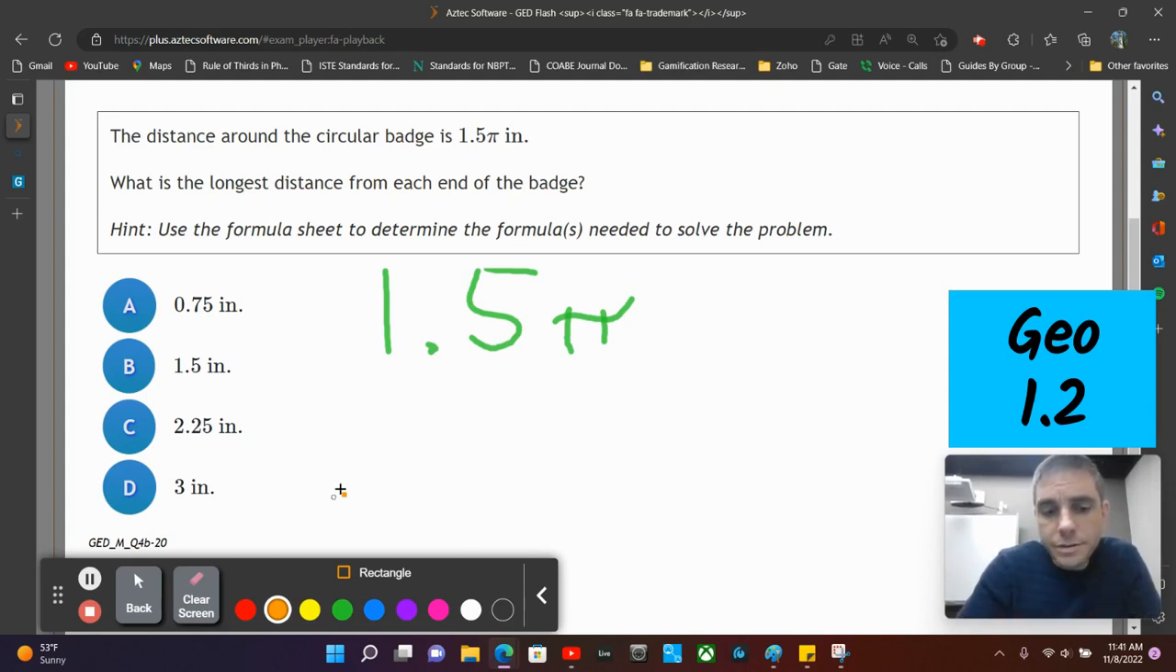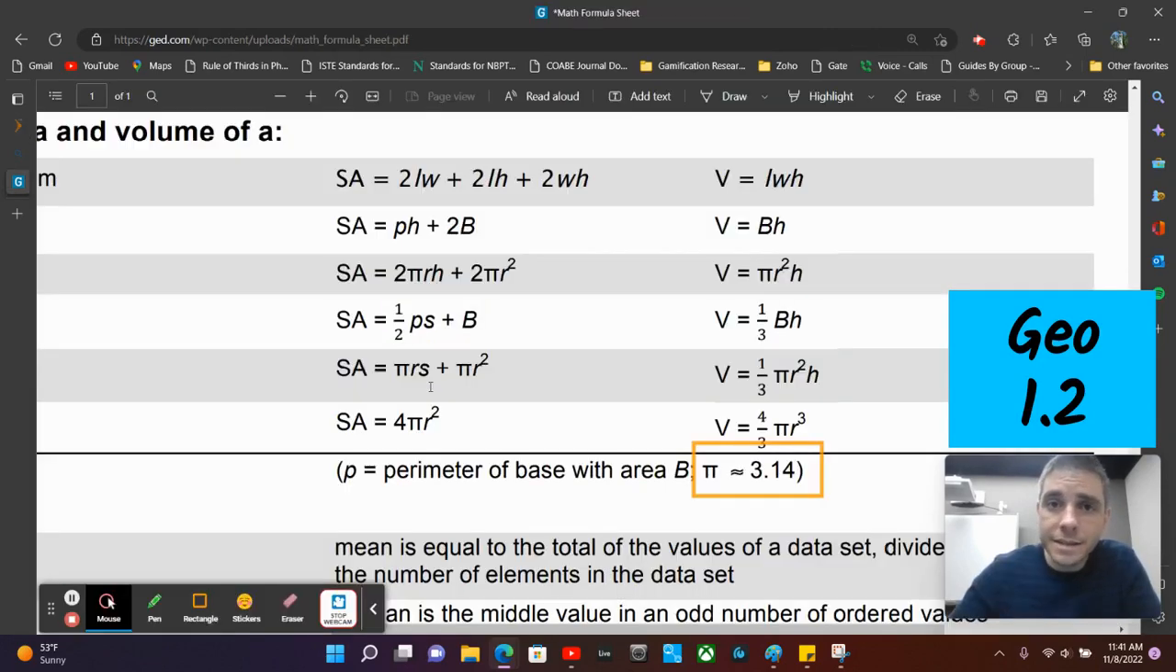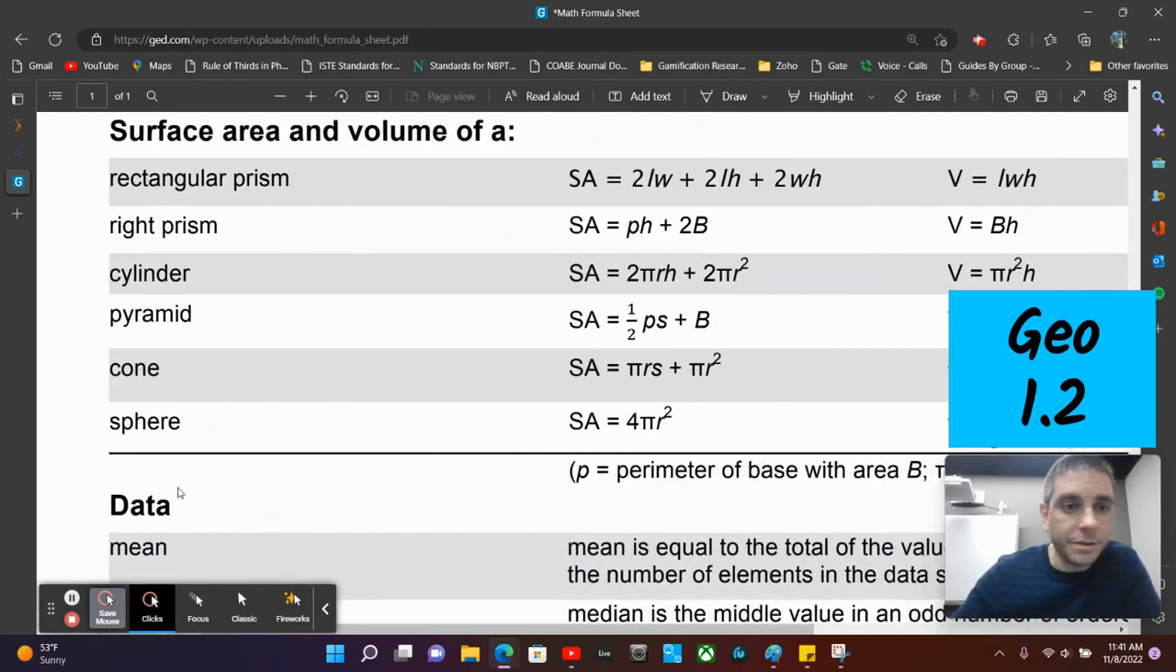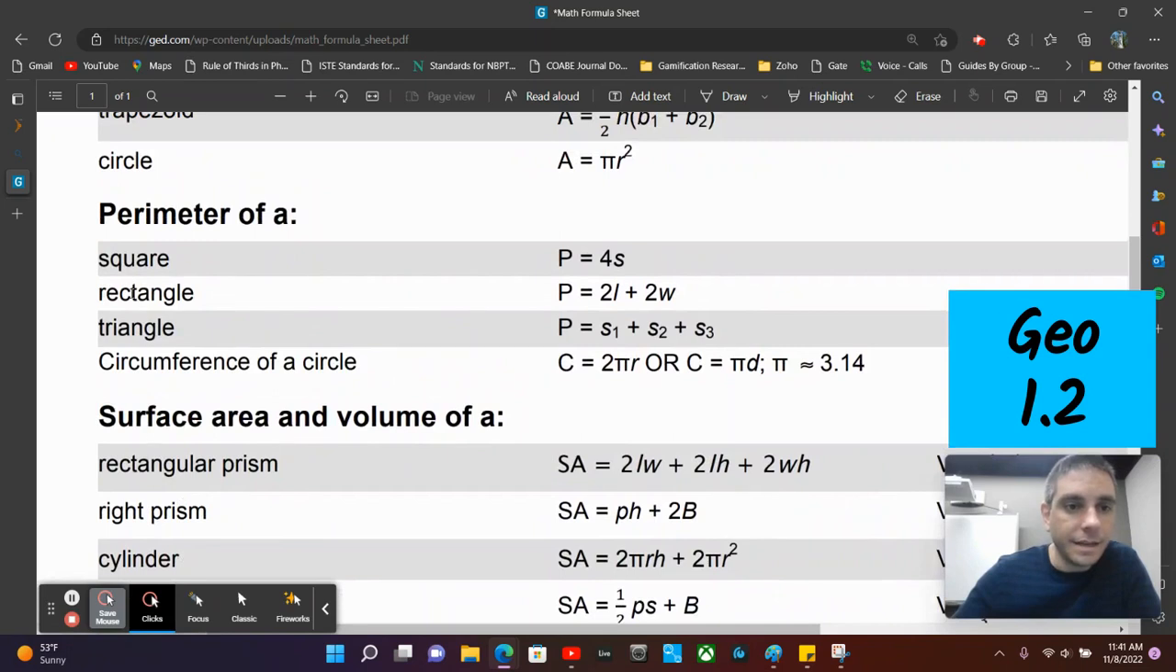Now, what we're going to do is look at the formula sheet and try to find the appropriate formula that measures the distance around a circle shape. As I mentioned before, the distance around the outside of a circle shape is kind of like a perimeter measurement. So I'm going to go up to perimeter, and there I will find the perimeter of a circle.